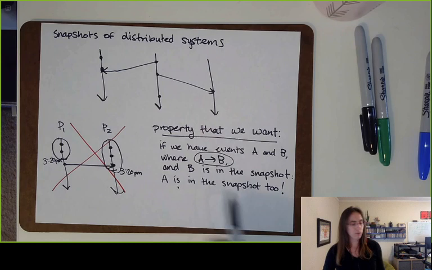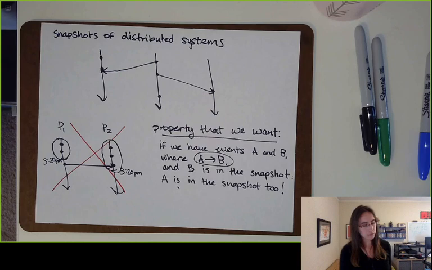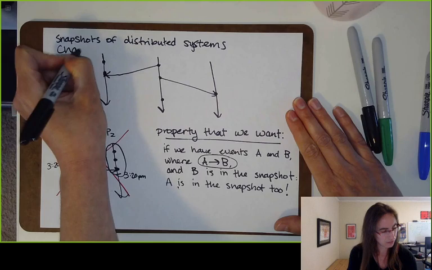So we're going to be talking about a classic algorithm for doing that, for taking a snapshot of a distributed system. And in fact, this is the pioneering algorithm for taking snapshots of distributed systems. It's called the Chandy-Lamport algorithm.